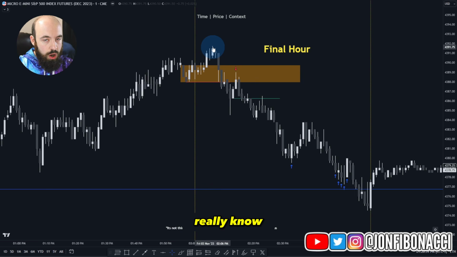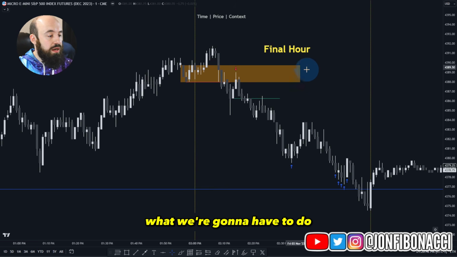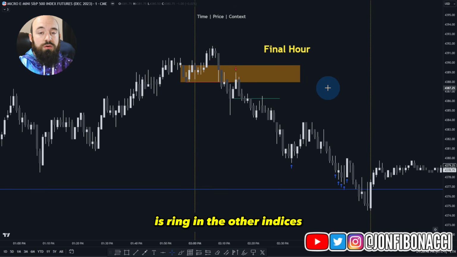Well, I never really know, but I do work in probabilities. Now, if we want to understand that this is potentially the high, what we're going to have to do is ring in the other indices. So what I'm going to do now is overlap our current ES chart with the Dow Jones chart, which is YM.